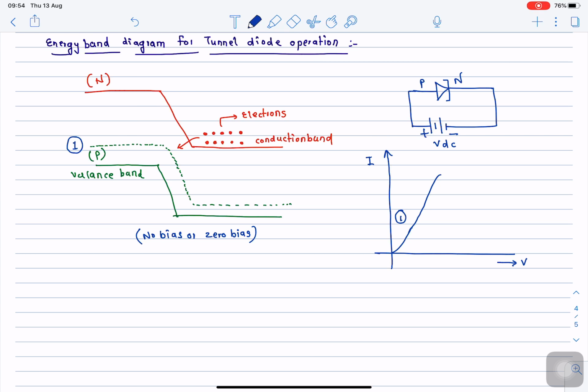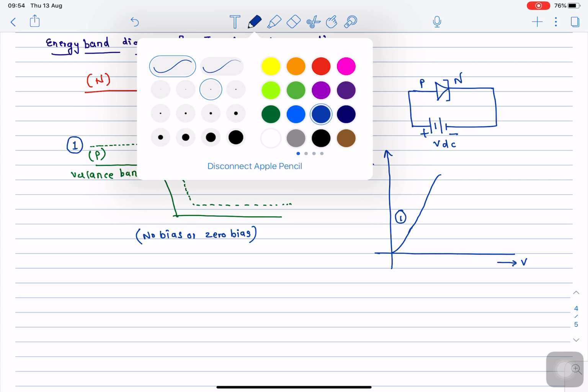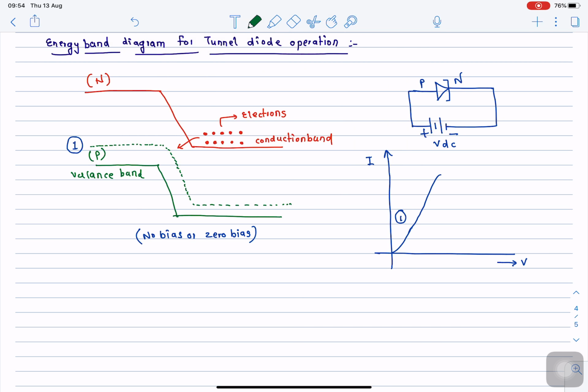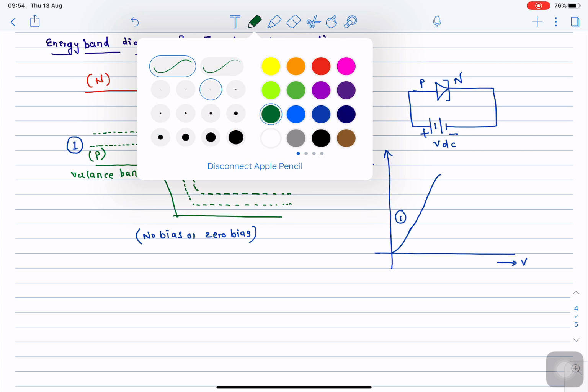Okay, so when I increase the bias, the electrons will start moving from the conduction band to the valency band rapidly. This will happen to a certain point. At position number 2, what will happen if I still increase the applied voltage? The band rises up to the next level. So let us say this is position number 2.